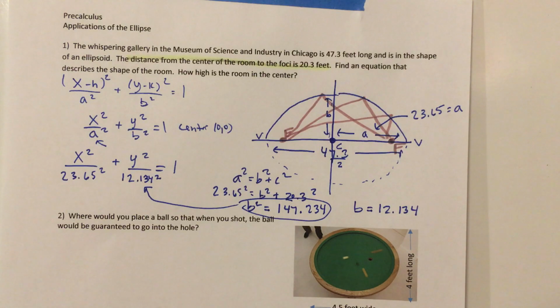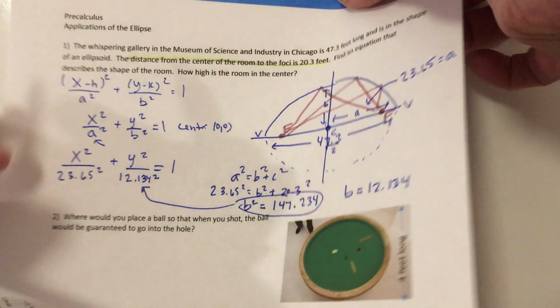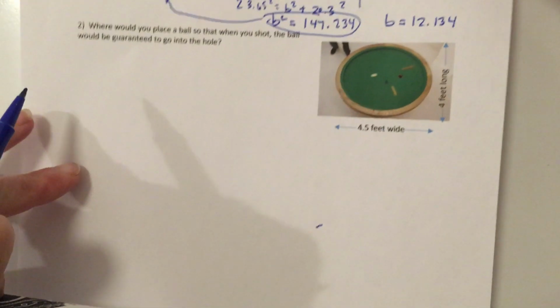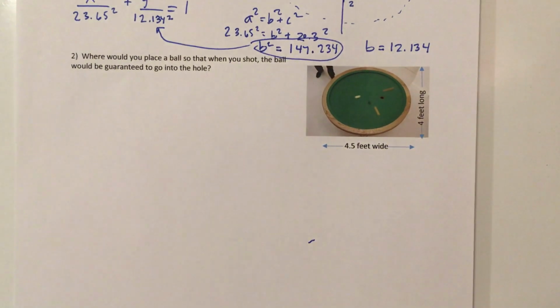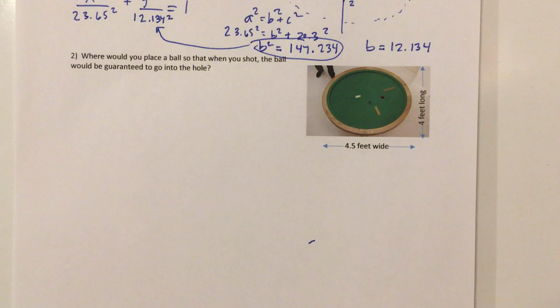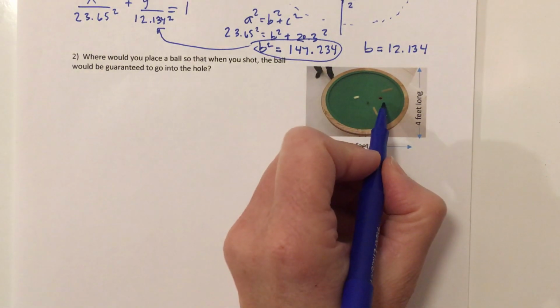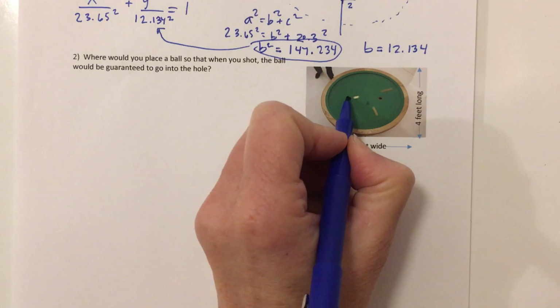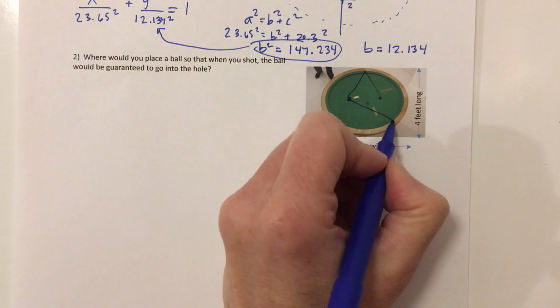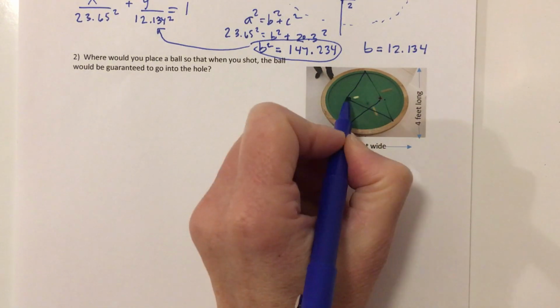Okay, the next problem, let me move it up a little bit, is about our cool pool table. Okay, so it says, where would you place a ball so that when you shoot, oh, I wrote shot instead of shoot. When you shoot, the ball would be guaranteed to go into the hole. Okay, so here's the deal. There's the hole right here. I don't know if you guys can see it. And you want to place your ball right here so that if you shoot, it goes in the hole. If you shoot here, it goes in the hole.